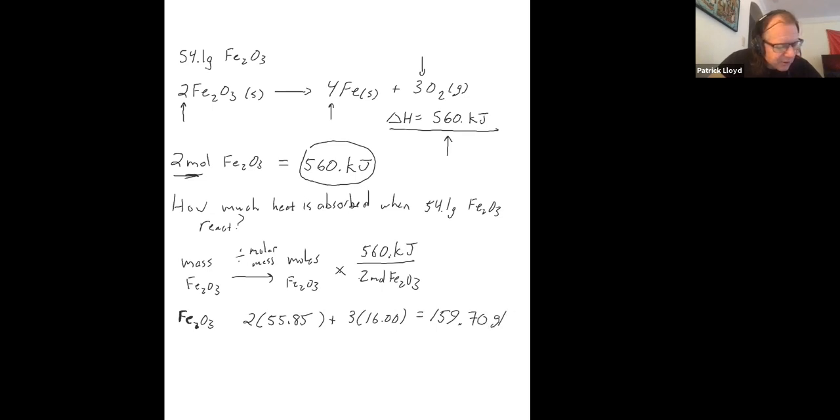Remember, that's in grams per mole, right? So now we take our 54.1 grams and then divide that by, right? So 1 mole over 159.70 grams, right? That's how we're using dimensional analysis.